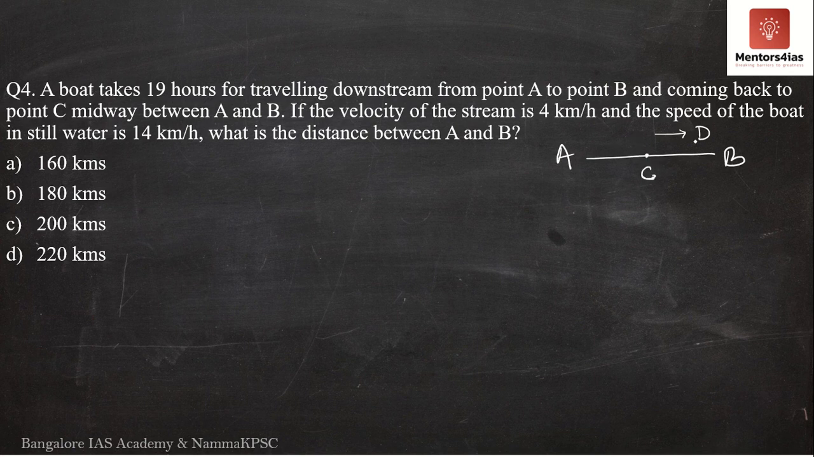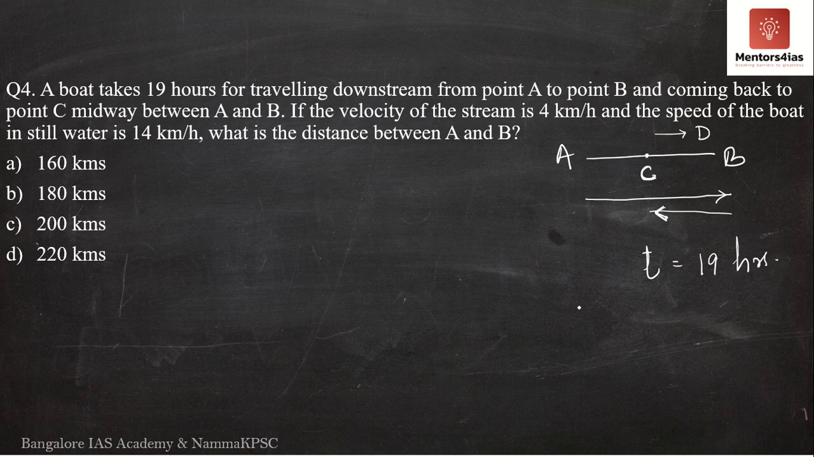Okay. So we have A and B. Midway, meaning exactly between A and B, we have point C. So the question is saying a boat takes 19 hours to travel from A to B and to return back to not A but to C. So from A to B and from B to C, the total time taken is 19 hours.